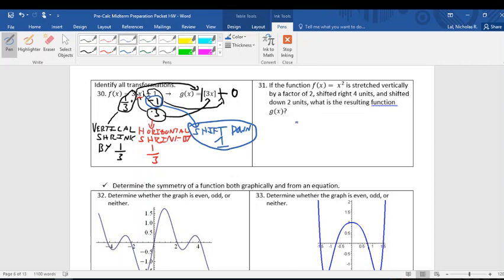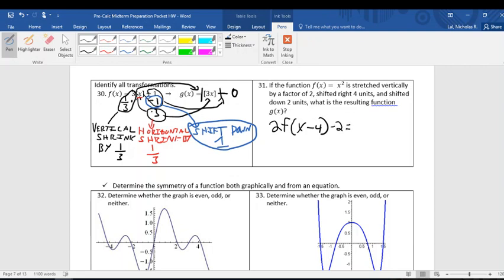If the function f of x is equal to x squared is stretched vertically by a factor of 2, shifted right 4 units, and shifted down 2 units, what is the resulting function g of x? So f of x equals x squared. So stretched vertically by a factor of 2. So now we have 2 times the f of x. But now shifted right 4 and down 2. So right 4, that would be x minus 4. And then down 2, minus 2.